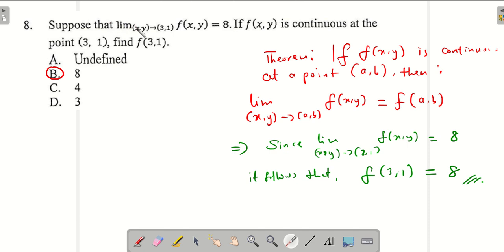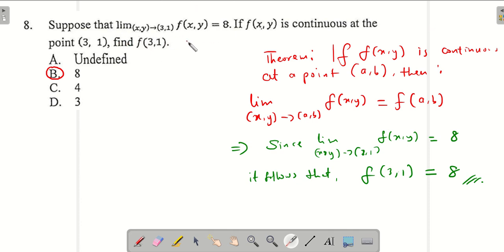Suppose that the limit as (x, y) approaches (3, 1) of the function f(x, y) equals 8. If f(x, y) is continuous at the point (3, 1), then we have to find f(3, 1).